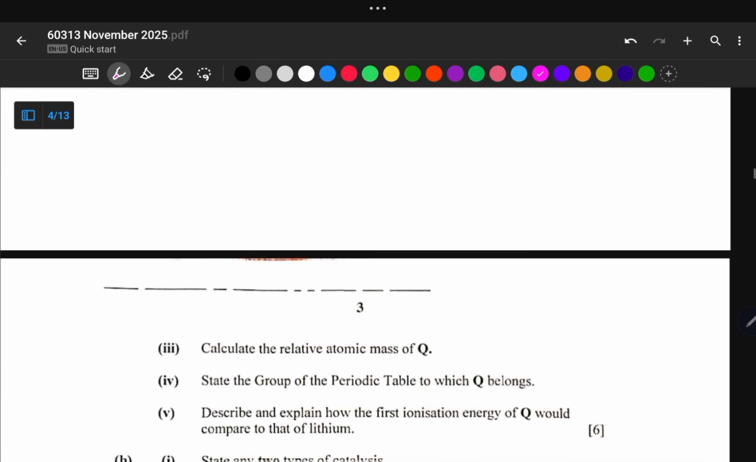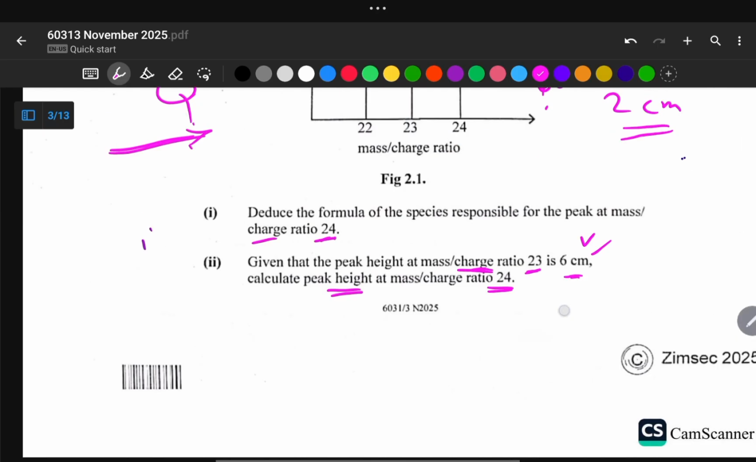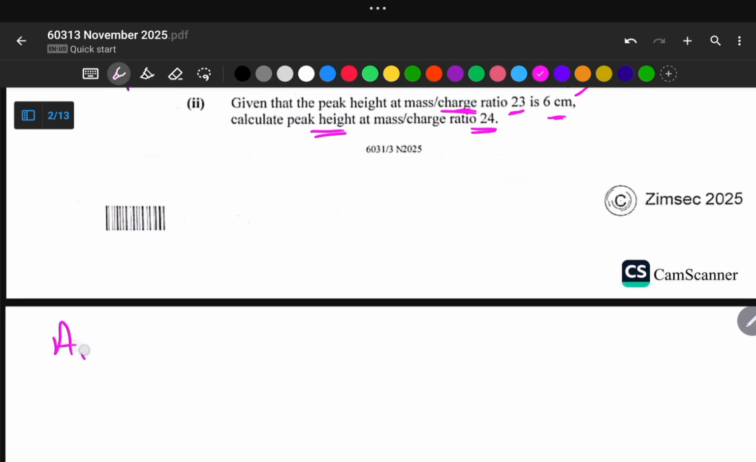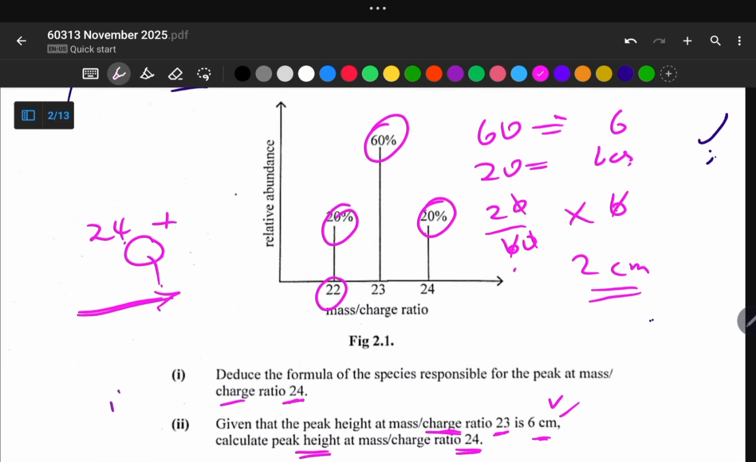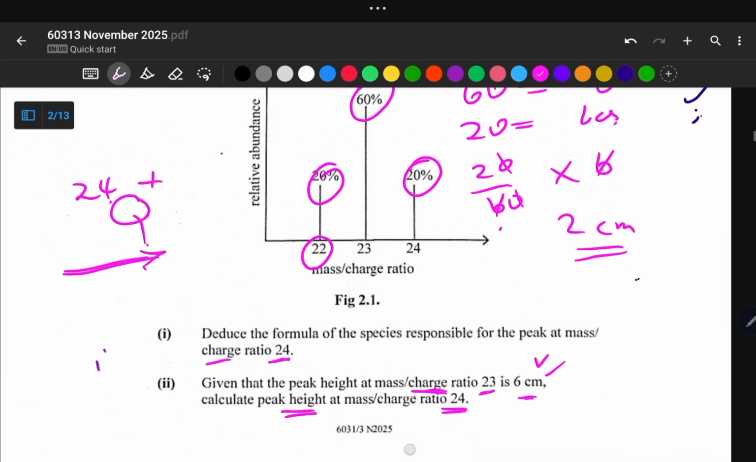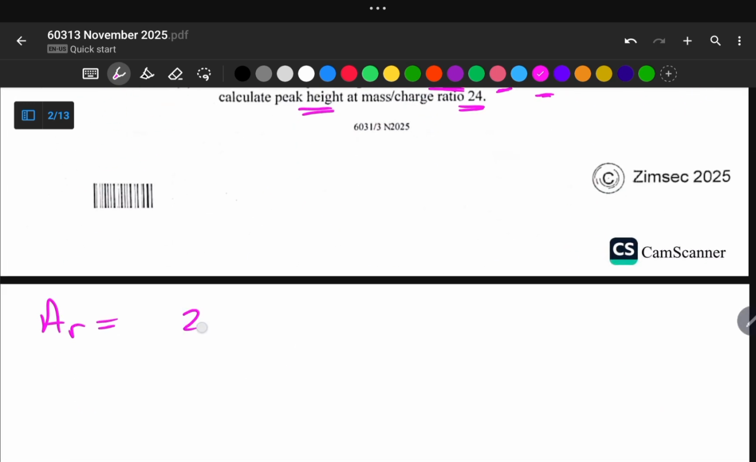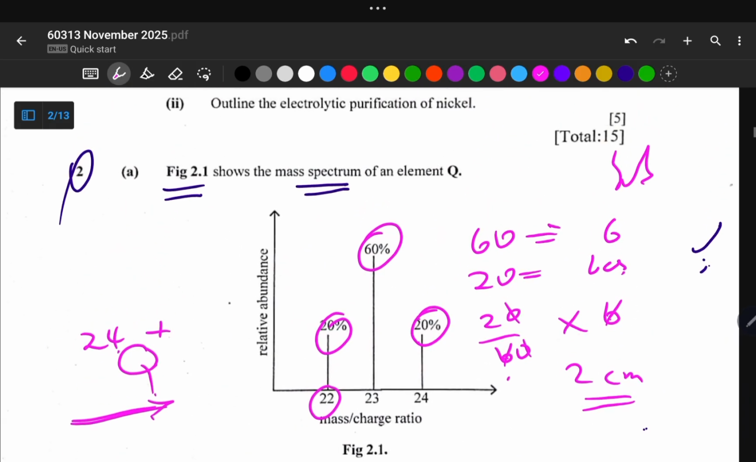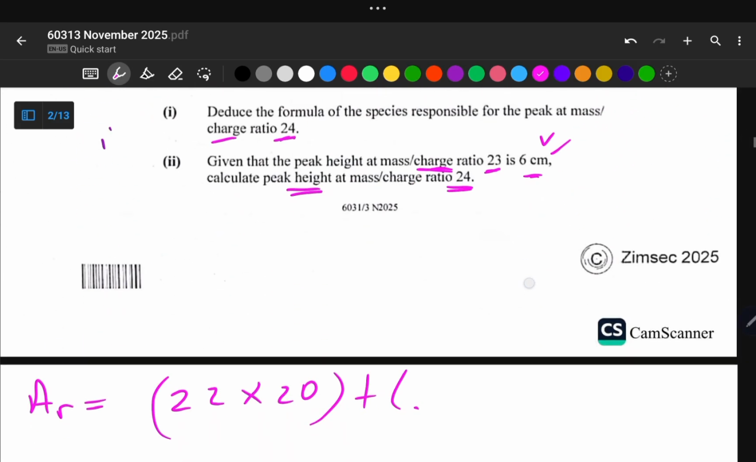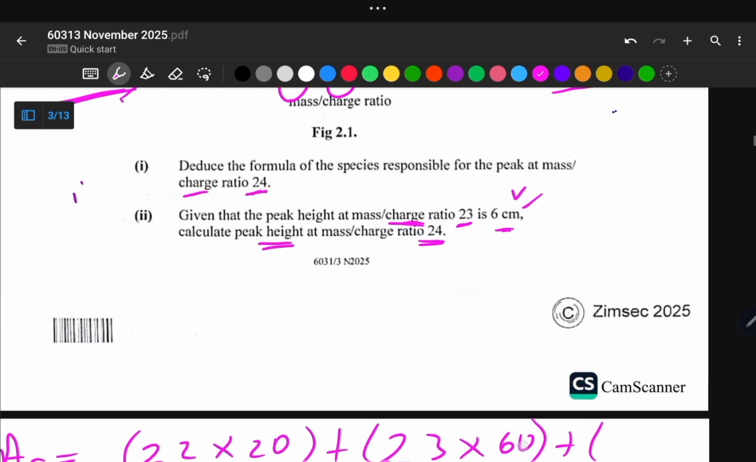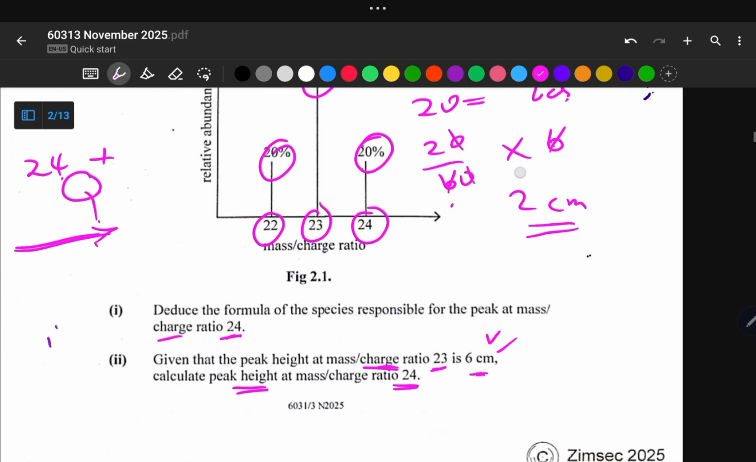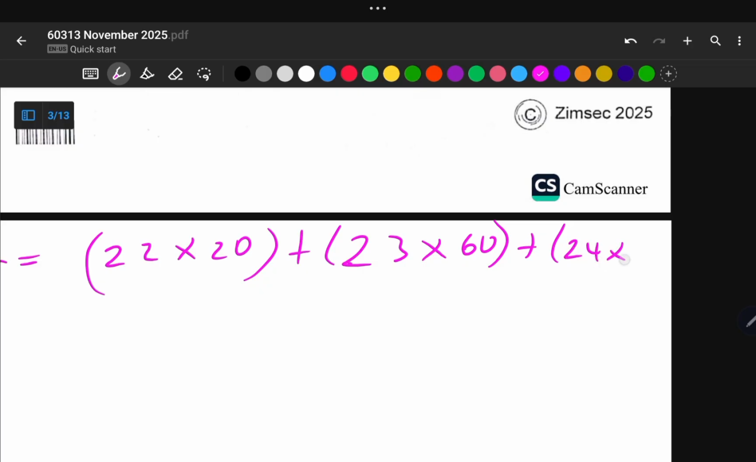So the next equation says calculate the relative atomic mass of Q. For us to have the relative atomic mass of Q, Ar, we're simply going to have the isotopic mass times abundance, this one by this one, for each and every isotope. So this one is 22 by 20. And then we add, the next one is 23 by 60. And then we add again, this one is 24 by 20 again.